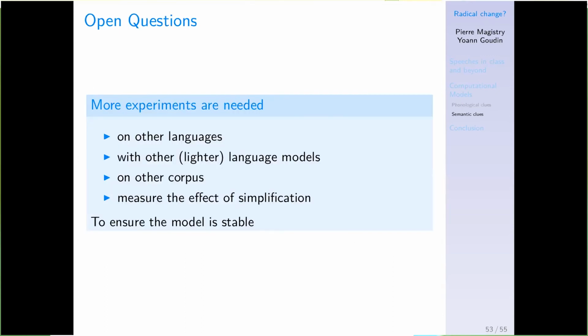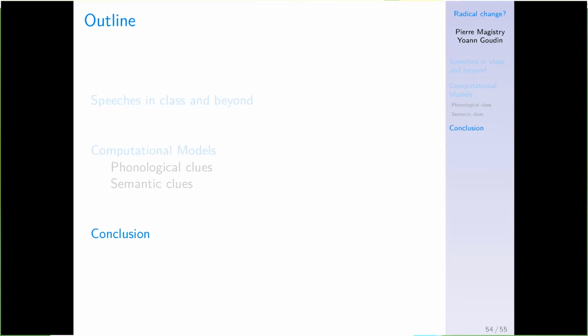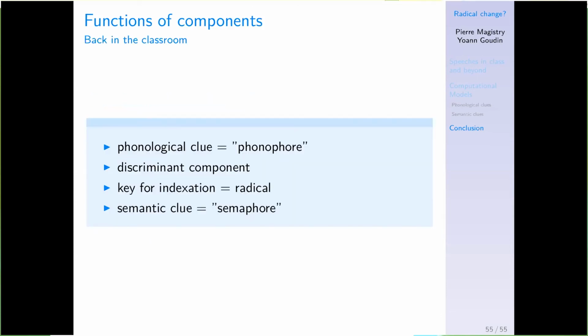So this is obviously a work in progress. We want to apply this methodology on other languages, which brings us to maybe lighter language models, so it's easier for the minority languages, and try to assess the stability of the model on other corpora, and do some experiments with simplification of the script. And since it's close to the end, as a conclusion, thank you.